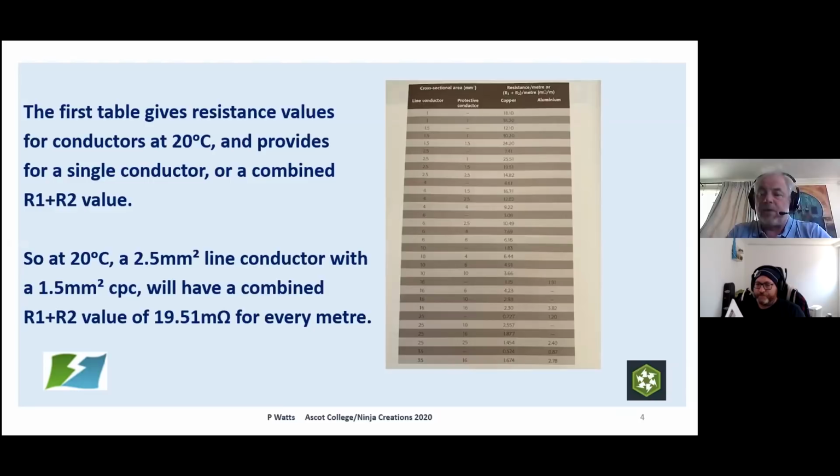Okay, so these are at 20 degrees C, which is, I don't know whether they take that to be the standard room temperature for most people. I think I've got my central heating set on 20 degrees, so there you go.